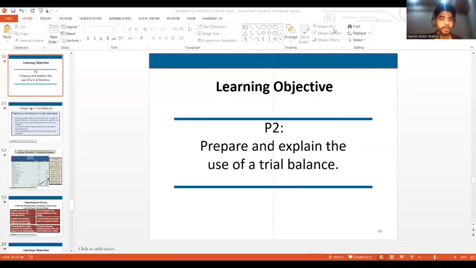Hello guys. So here we are with our next topic. Now, after identifying, analyzing, and recording of journal entries, we have to make the trial balance. In the trial balance, we will be looking at the following things.